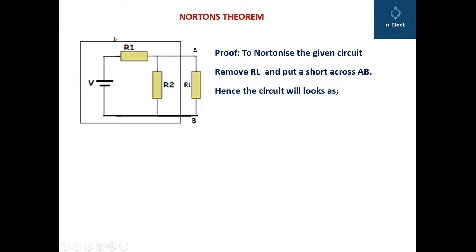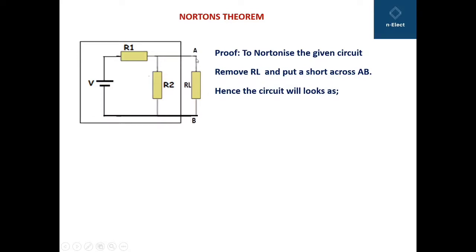Moving on to the proof for the Norton's theorem. For the proof, we have considered this diagram, and in between A and B we have connected a load resistance RL. To Nortonize the given circuit, remove RL, this is the first step, and put a short across A and B. Hence the circuit will look like this.